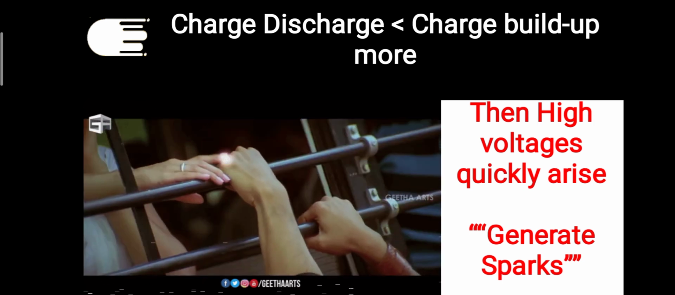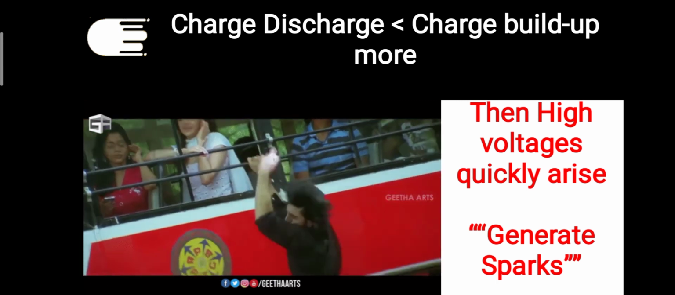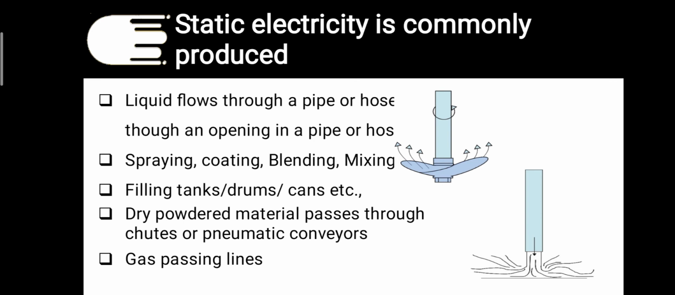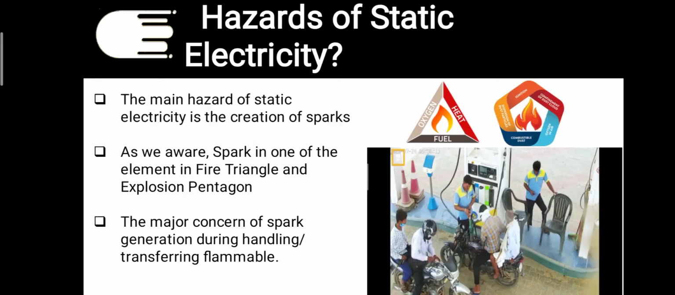Here I have shown you one example. Static electricity is commonly produced while a liquid flows through a pipe or hose, spraying, coating, blending, mixing, filling drums and tanks, dry powder materials passing through chutes or pneumatic conveyors, and gas passing through lines. These can all produce static electricity.